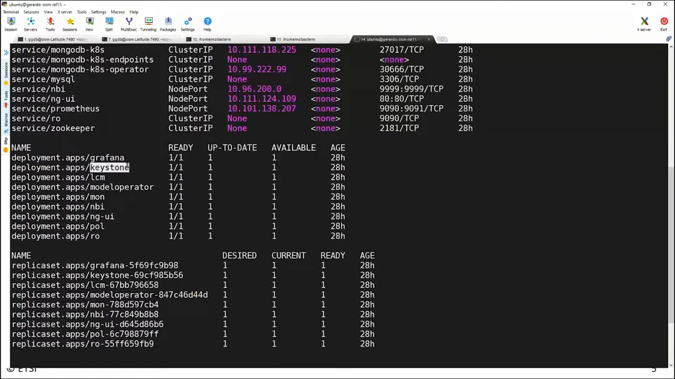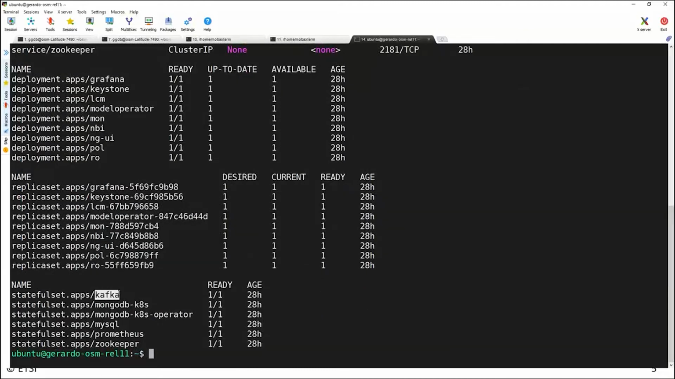LCM, Keystone for authentication, Grafana. So we have all of them here. For the stateful system, we have Kafka, we have MongoDB, MySQL. MySQL is used by MON and POL, and also by Keystone today, but in the future we need to think about what would be the best way to do it. Obviously, since they are databases, they are stateful sets, and we have also Prometheus.